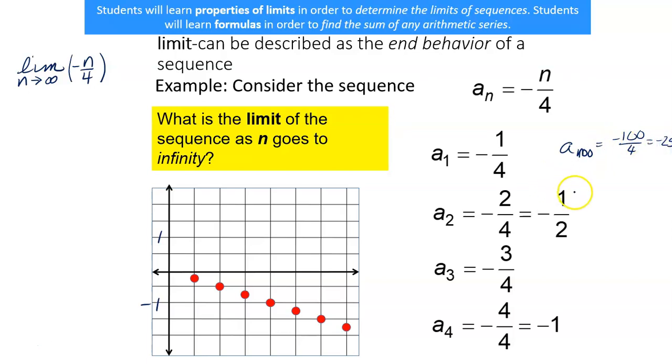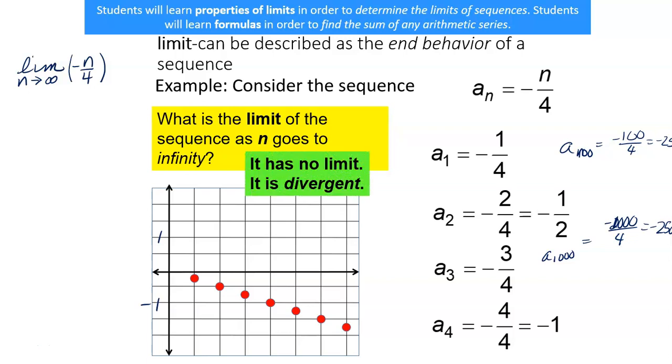All right, maybe I want to do 1,000. So if I want to do a sub 1,000, that would be negative 1,000 divided by 4, which would be negative 250. So you can see my numbers are just going to go off the charts, continually being negative. So what happens is this limit of this sequence does not converge. It does not exist. It's called divergent. Why? Because as the numbers get larger, this limit actually goes to negative infinity.